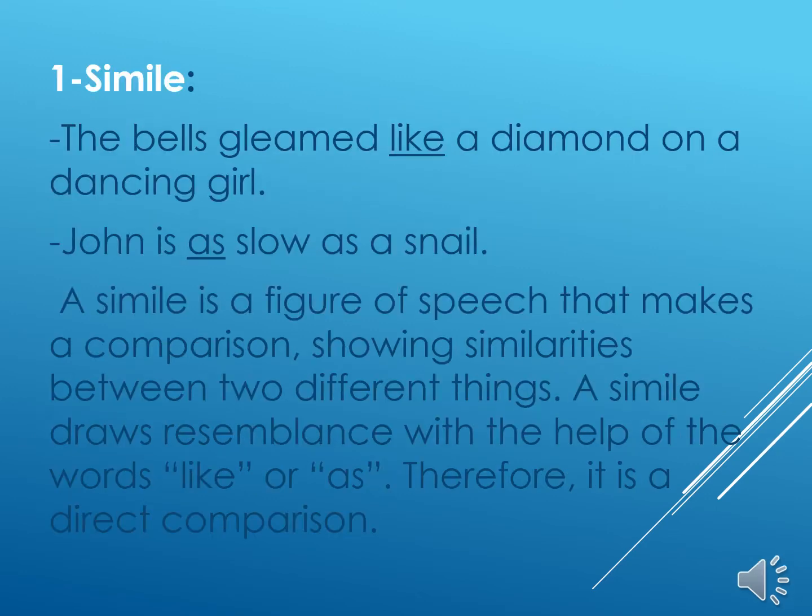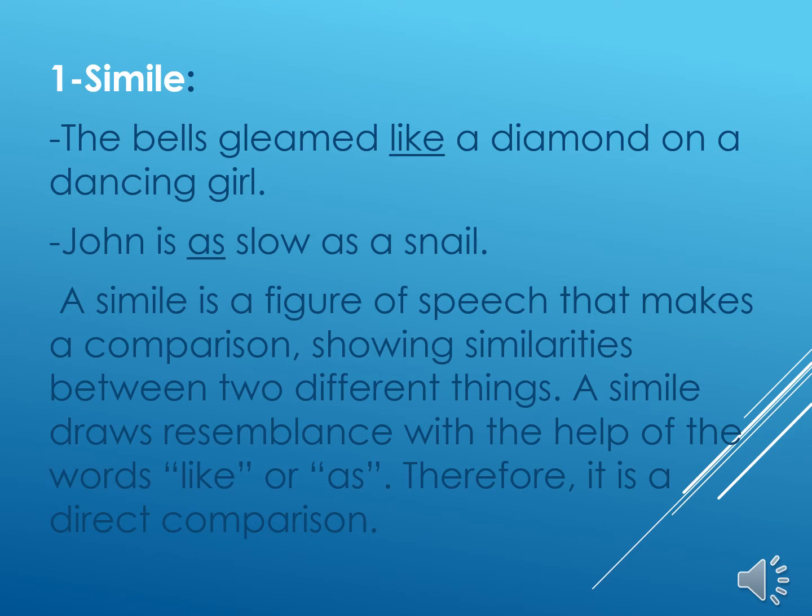Now let's check one type of a figure of speech, which is the simile. The bells gleamed like a diamond on a dancing girl. As you can see in this example, the bells are compared to the diamonds on a dancing girl to describe how shiny they are whenever they sway. In order to do this comparison, the writer used the word like.